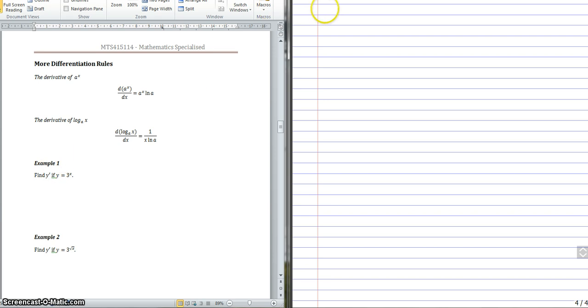The first one here is fairly simple. Okay, we have y equals 3 to the x, and if we apply our rule, then y dash, or dy dx, is equal to 3 to the power of x times the natural log of 3.